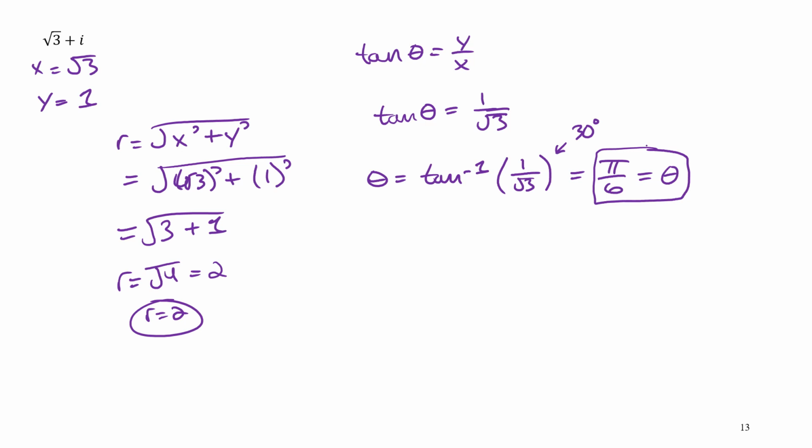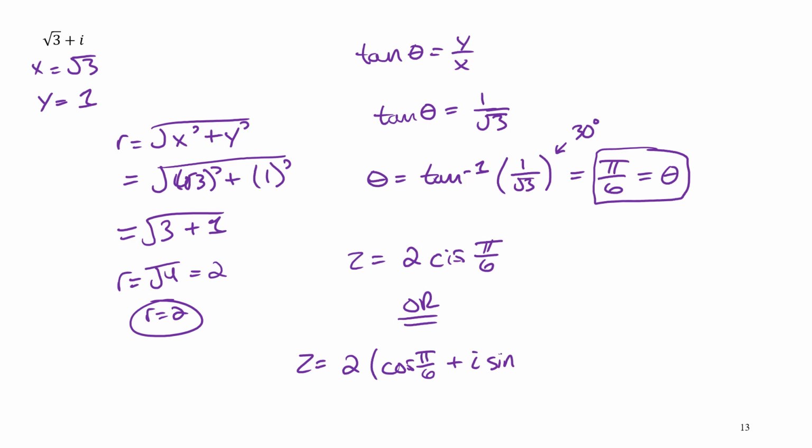So you have two ways of writing it out, or the short way. We get z equals 2 cis pi over 6, or z equals 2 parentheses cosine pi over 6 plus i sine pi over 6. And either way would be your correct answer in terms of z equals.